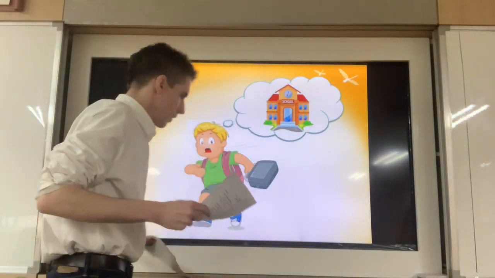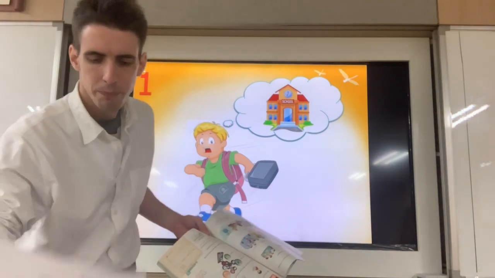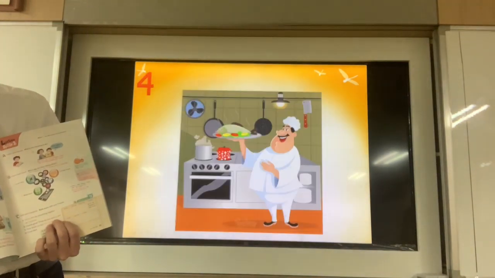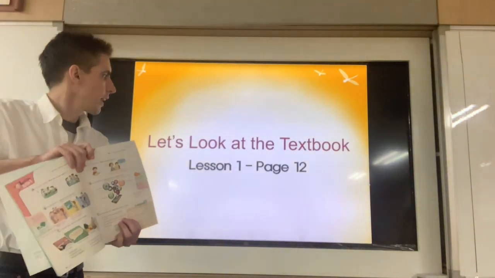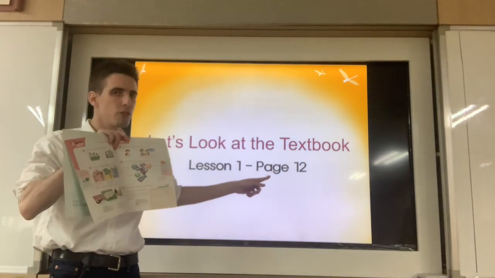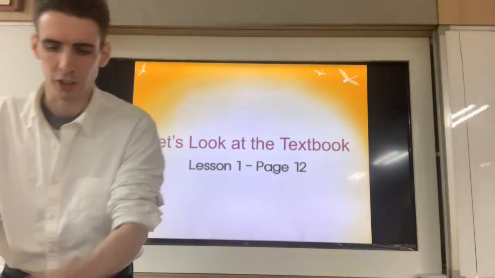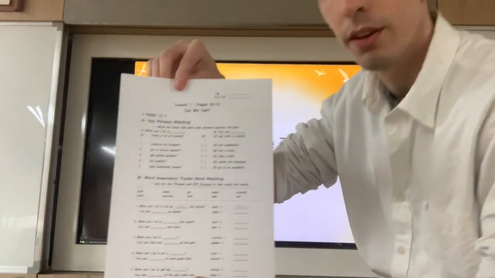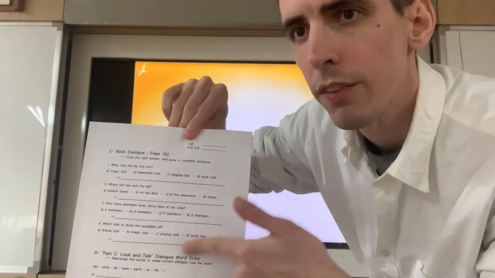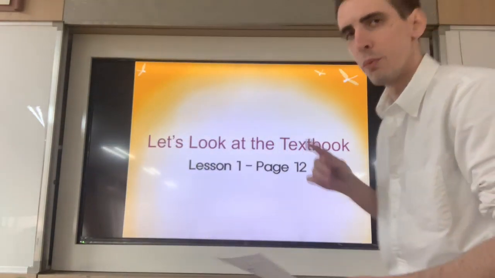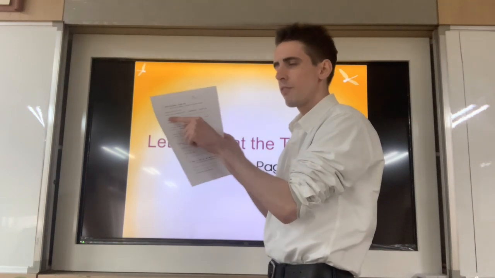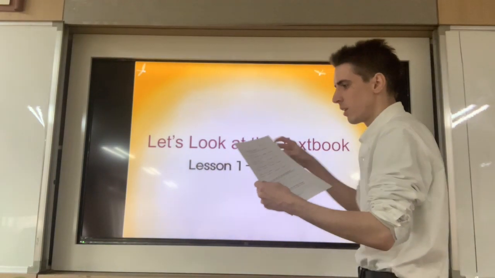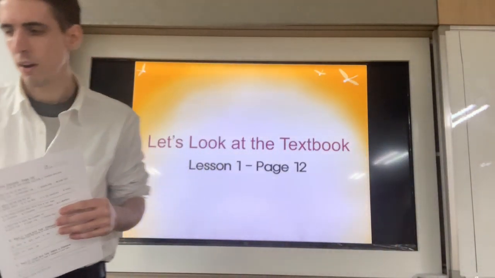All right. So we can put our worksheet aside and let's look at our textbook. All right. So, our textbook is lesson 1, page 12. On your worksheet, so here's the front and here's the back. We're going to look at these, okay? When we listen, find the right answer, circle the right answer, and then write a complete sentence. All right, here we go.